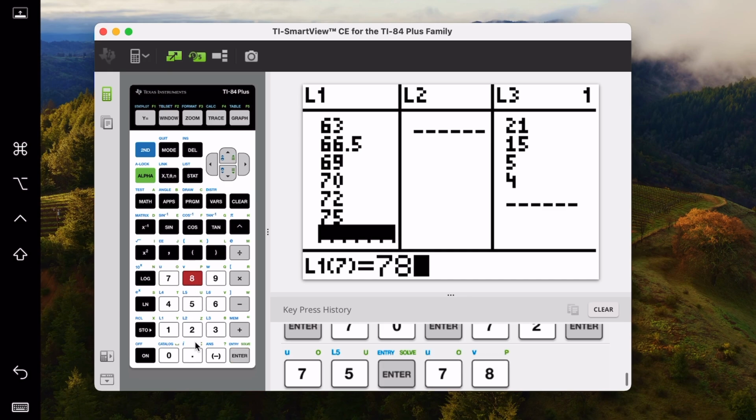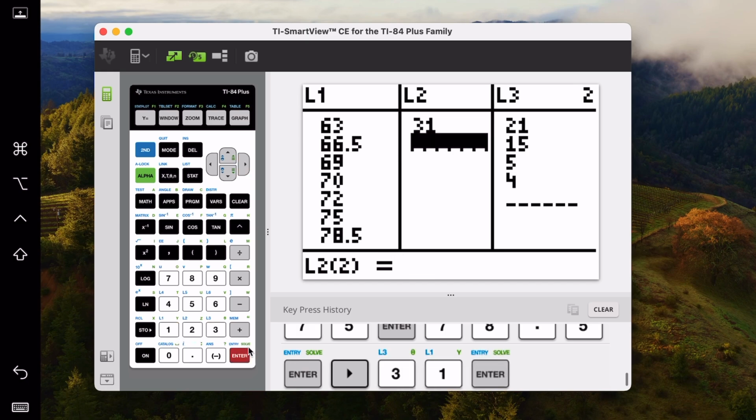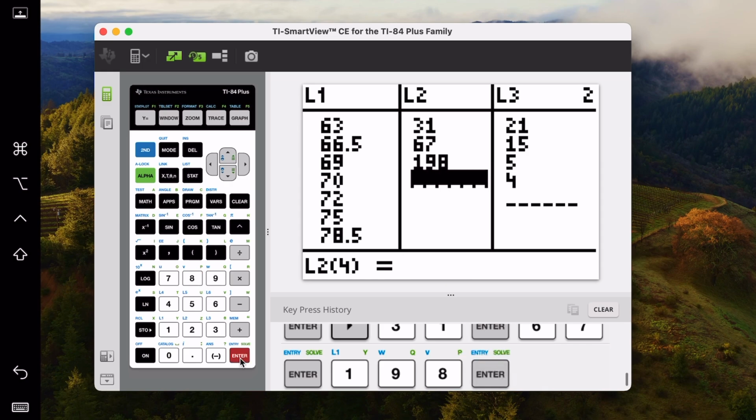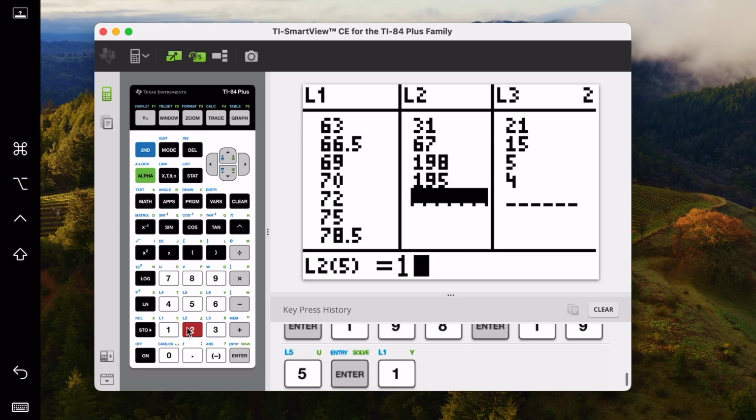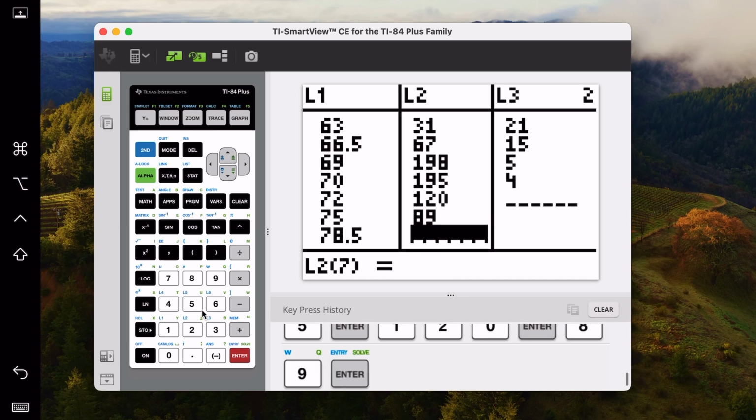And then we put how many of each temperature we had in the next list. So 63, we had 31. And I'm going through and I'm checking this as I'm entering. 66.5 is 67. We have 198. 69s. We have 195 70s. We have 120 72s. We have 89 75s. And then we have 50 78.5s.